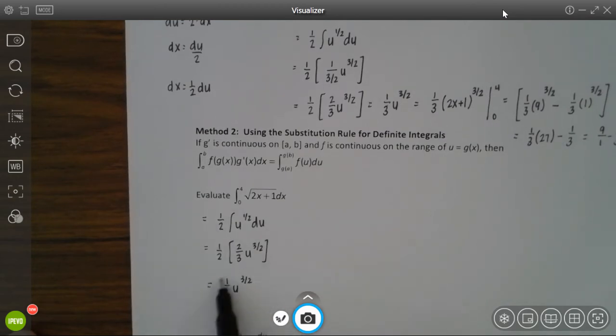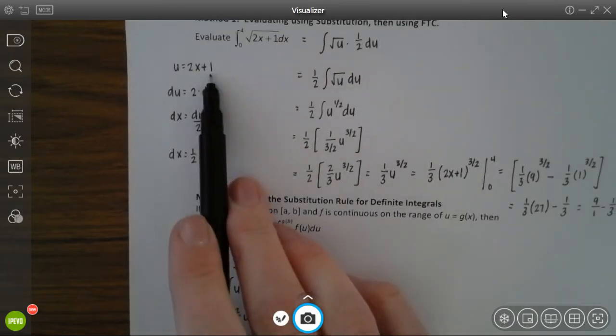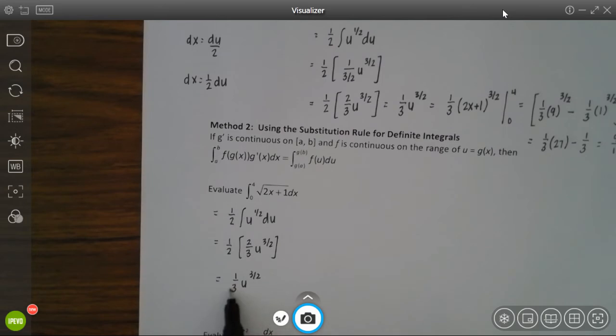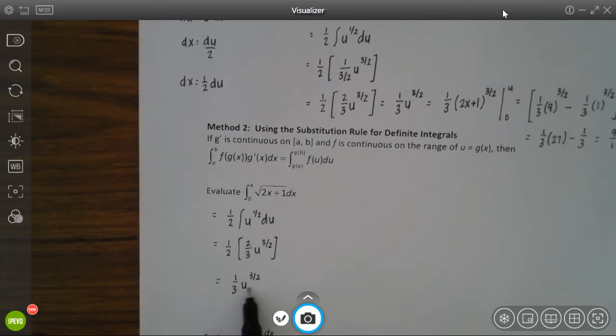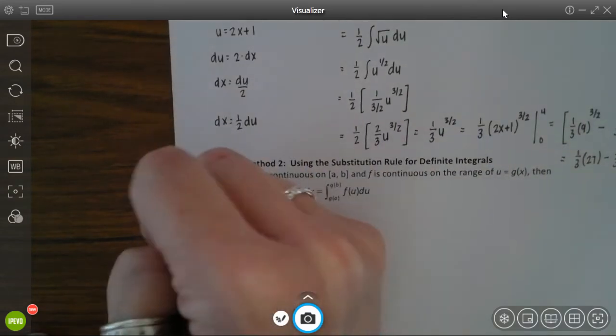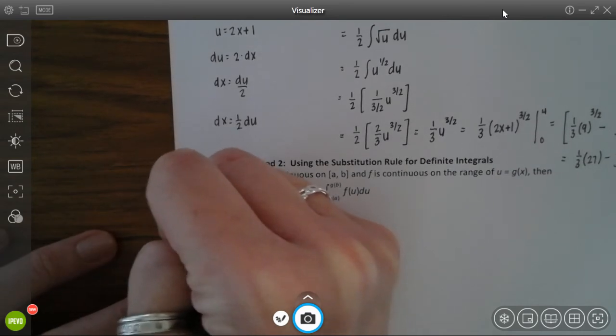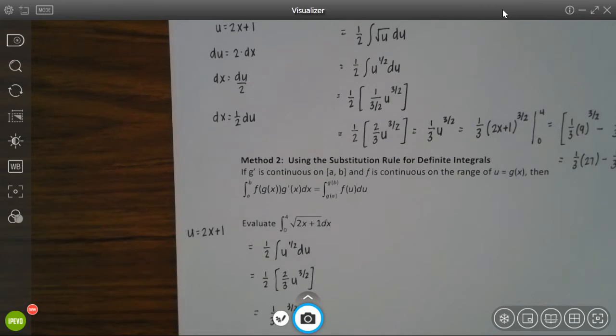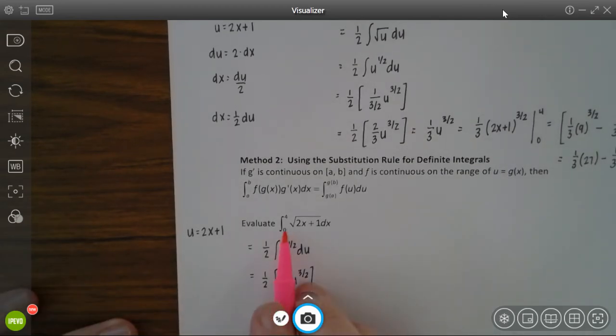So at this point, I'm actually not going to substitute back in that u is equal to 2x plus 1. What I'm going to do instead is evaluate the function right with u. But what I need to do before I do that is, we said u is equal to 2x plus 1. My original bottom limit was 0. My original top limit was 4.